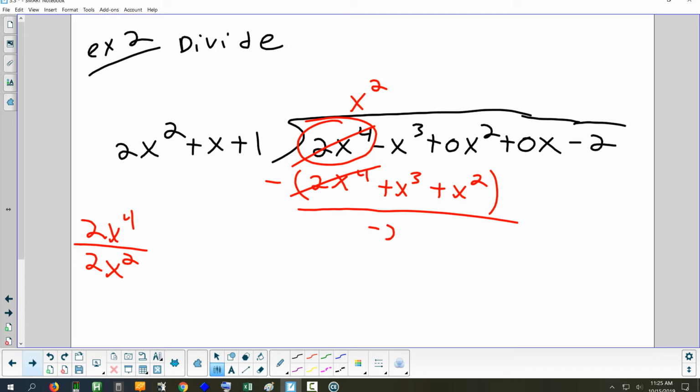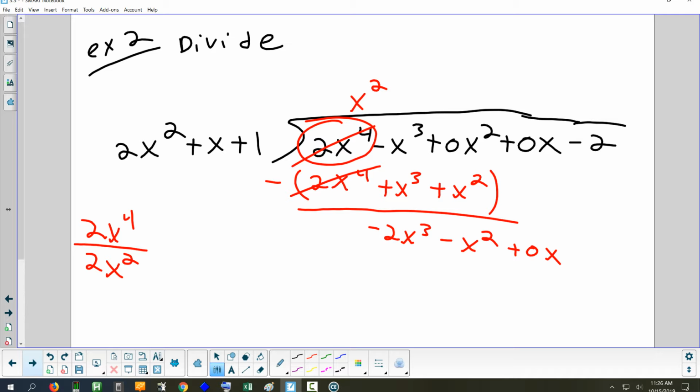Negative 2x cubed, yeah. And then 0x squared minus x squared is that. And now bring down your next term. I mean, the next term is just a 0, but if it helps you, I would just bring it down. Okay. And now we divide the first term on the outside again into the first term here.